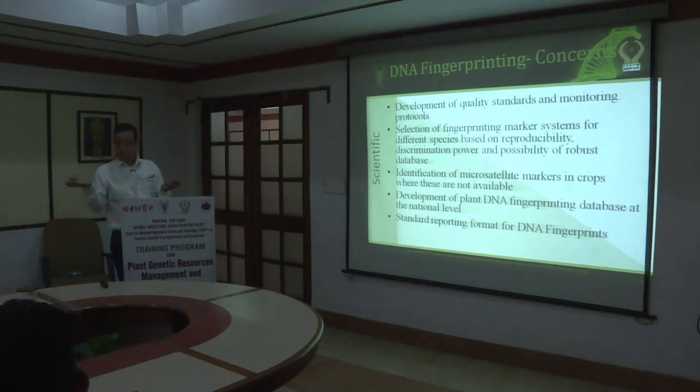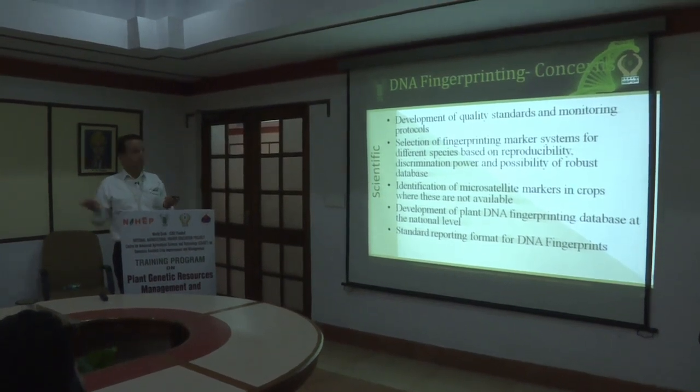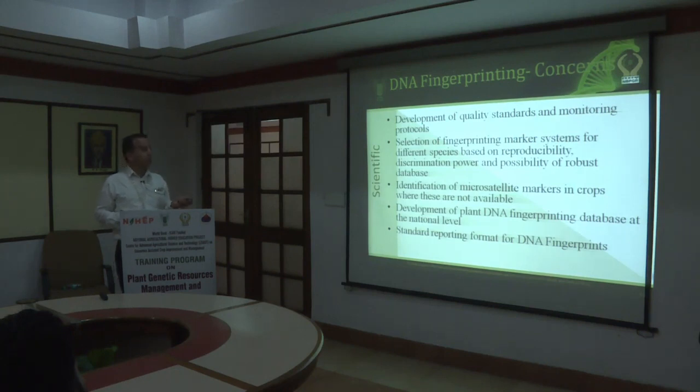Selection of fingerprinting marker system. Which system? SNPs or SSRs, or what technique for a particular crop? Based on reproducibility, discrimination power, and possibility of a robust database. Databasing, I'm not talking about, otherwise that is altogether a different topic. And for example, we have many native crops of Indian origin where we don't have SNP or SSR markers. So we need to develop those first, then those can be applied for fingerprinting or cultivar identification. That will again require a lot of groundwork for those crops where markers are not available.